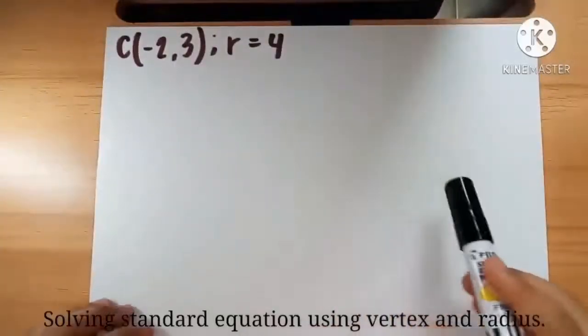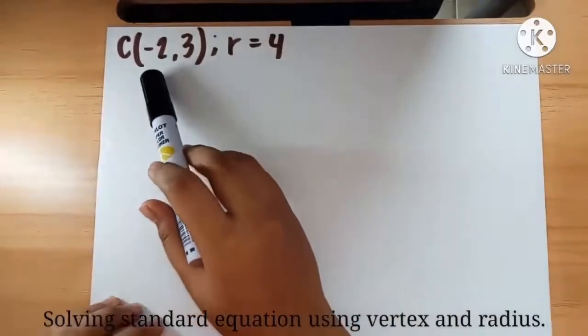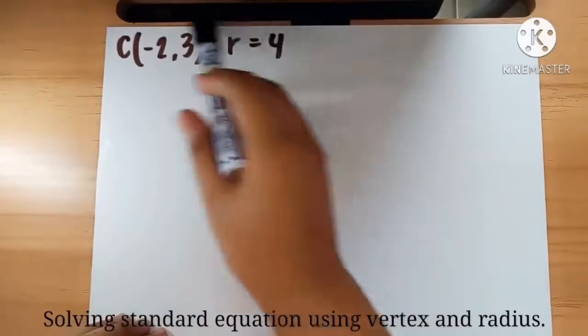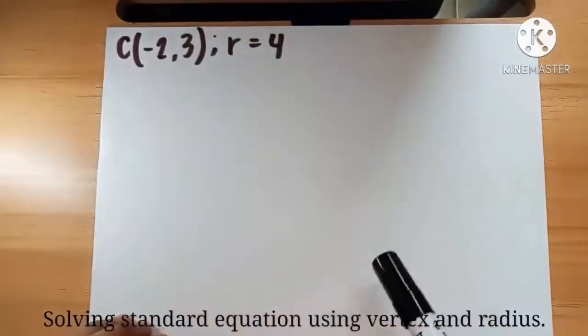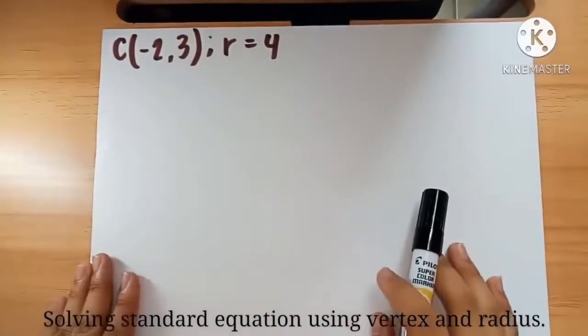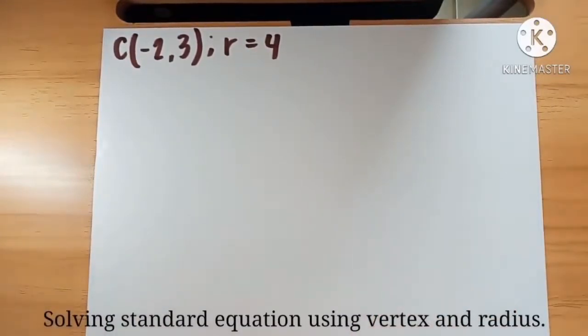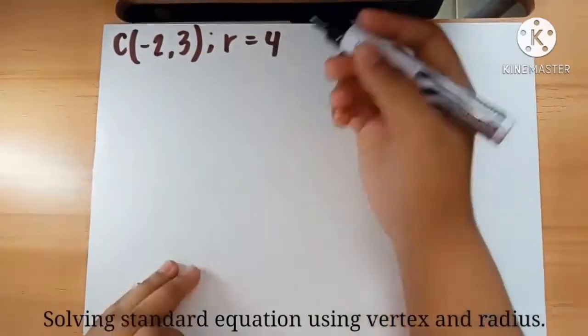Let's proceed to the second example. In our second example, the given is the center and the radius. We have to turn this into the general equation. We have to use two methods in solving circle. First is the long method.